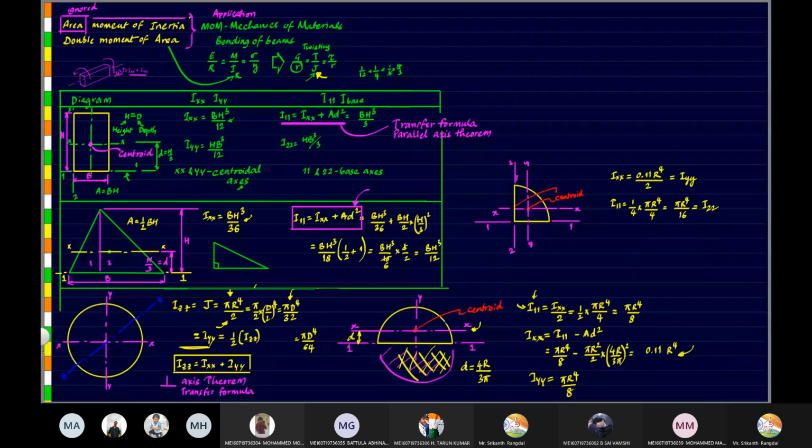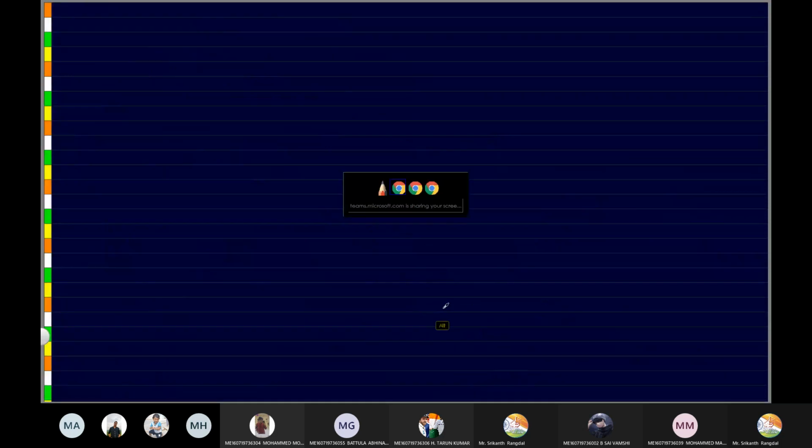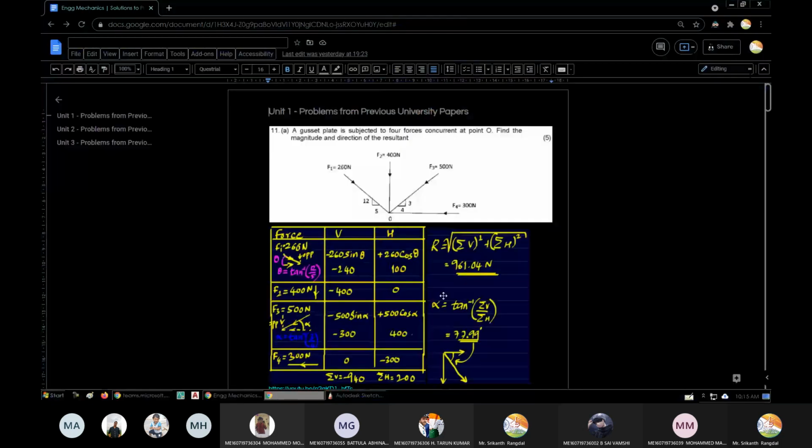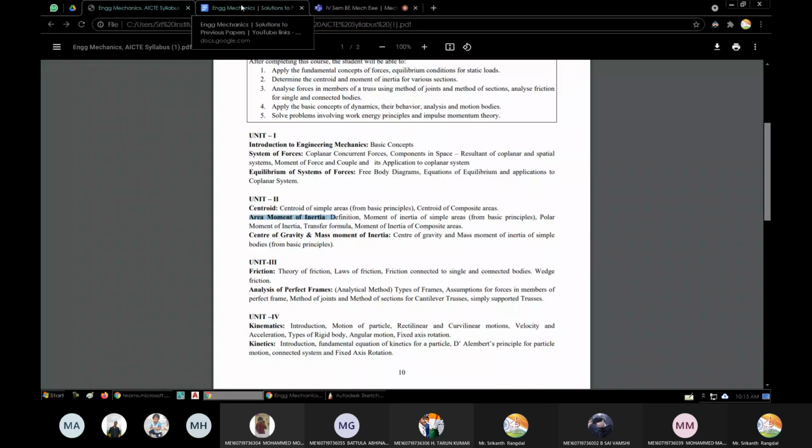So next, let's take up a simple problem. And let me pick it from your previous paper. Oh, wait. Where is your previous paper? It's loading.